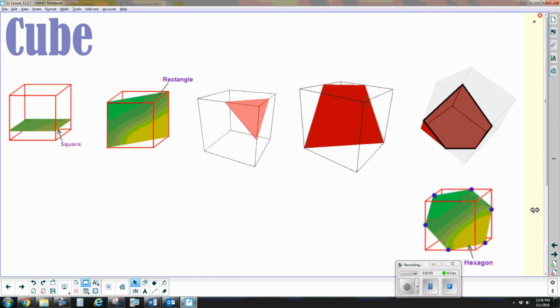And then again, cutting it at an angle, depending on where the edges of your plane lie, you could get a pentagon or you could get a hexagon. So all of these are cross sections of a cube. You're going to get the same kind of cross sections if you take a rectangular prism, because a rectangular prism compared to a cube is just taller.